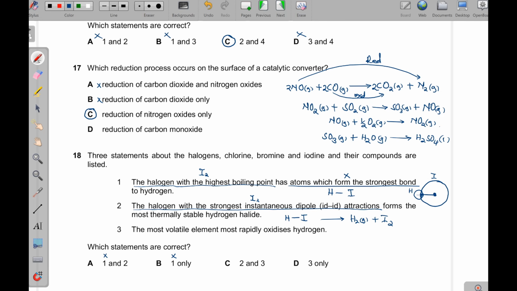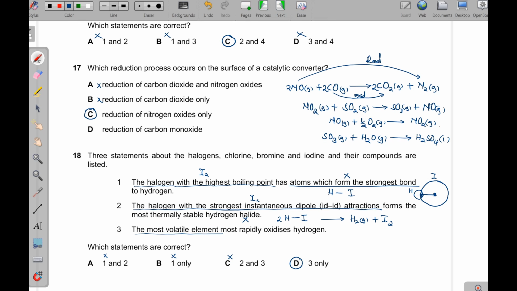Because of what I talked about here, it's a long bond and it is weaker, so it can easily break down. You see that? So it forms the most thermally stable. So even this one is wrong. Wherever there is 2, I'll cross it out. So I'm remaining with only 3 here, which is D.